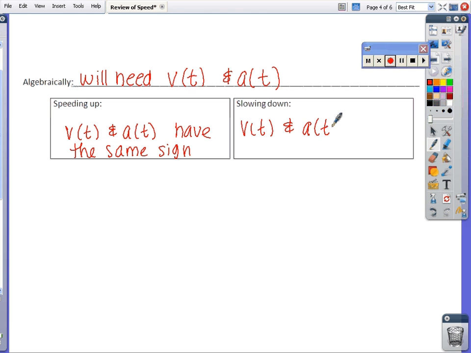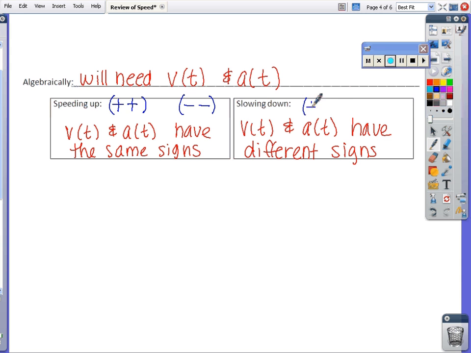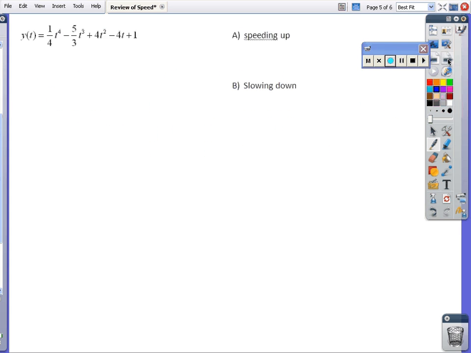And what do I mean by same and different? We'll write them here. On top, your velocity can be positive. That means your acceleration must be positive. If your velocity is negative, then your acceleration must be negative. For slowing down, if your velocity is positive, then your acceleration must be negative. And if your velocity is negative, your acceleration has to be positive. Y of t. So now we're going to look at an actual algebraic problem here.